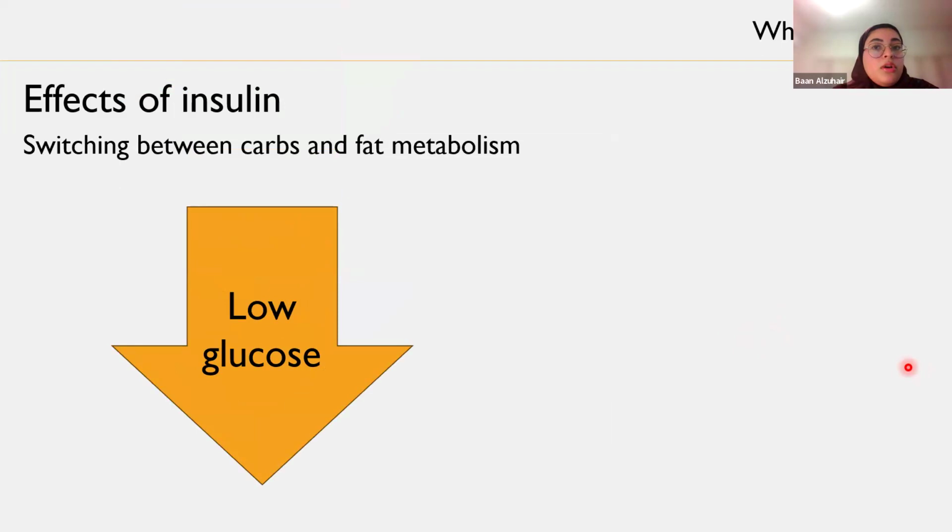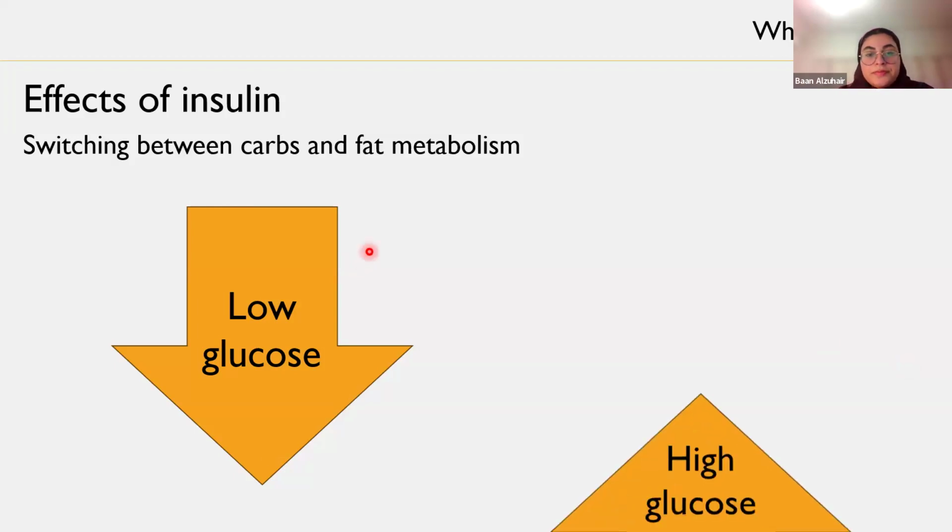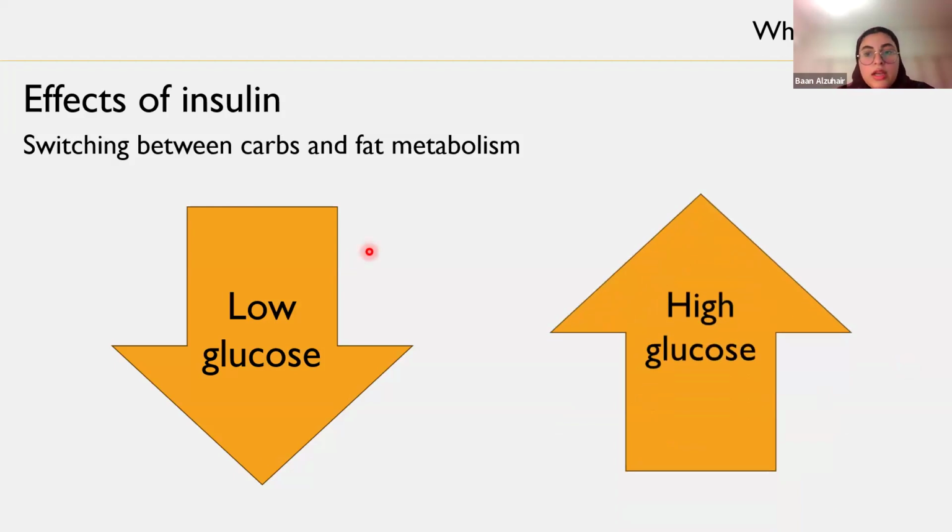The brain is permeable to glucose, and it would use glucose until it's totally empty, until your body has zero glucose left. So in case of low glucose, no insulin would be released and the body will use fat for energy. If you have high glucose, you will have high insulin levels in your body and the carbs will be used for energy instead of fat. There are some other hormones that have a role in the switching between carbs and fat metabolism, such as growth hormone, cortisol, epinephrine, and glucagon.